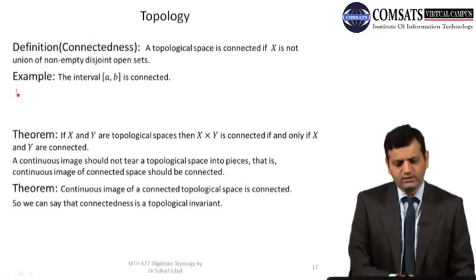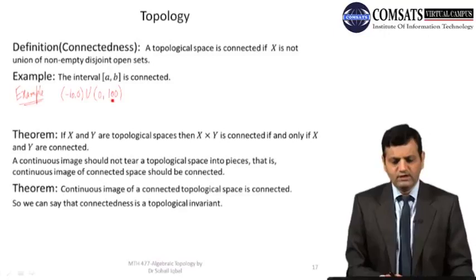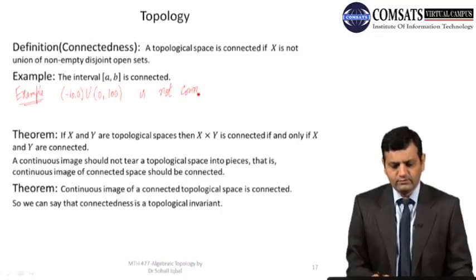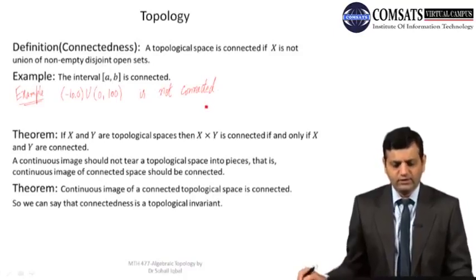But we can consider another example which is not connected. For example, consider this topological space: minus 10 to 0 union 0 to 100. It's a union of two open intervals, and these two open intervals are disjoint. So we can easily observe that this topological space can be written as a union of two disjoint open sets. So we can say that it is not connected. Similarly we can find other examples which are not connected.